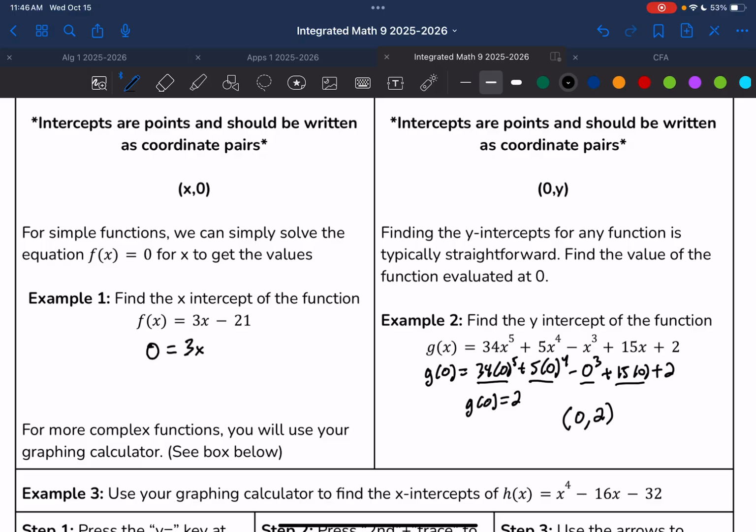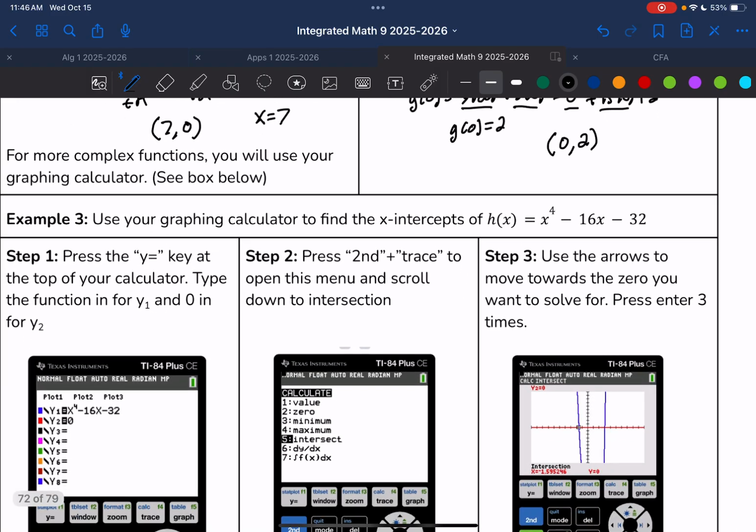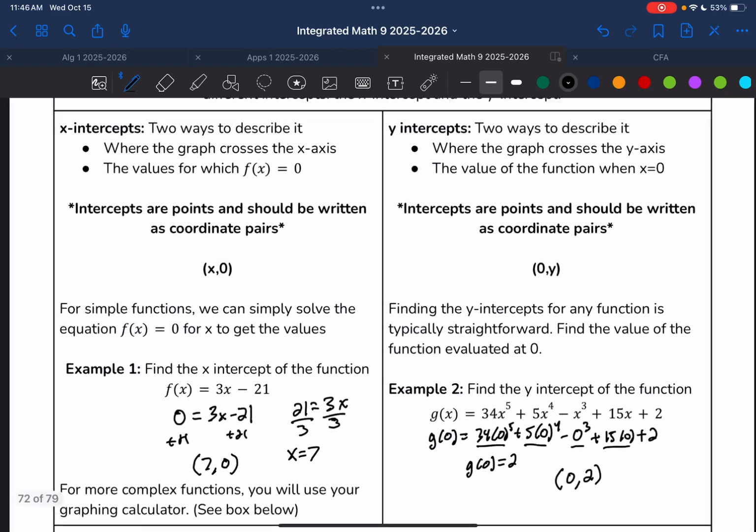So it means 0 is going to be 3x minus 21. And if we solve this backwards for x, we'll get the x value for which f of x is 0. And we know that that's our x-intercept. So we'll do that by adding 21 to both sides. We get 21 is equal to 3x. Divide both sides by 3, and we get x is equal to 7, meaning our x-intercept is going to be at (7, 0). Right, your x value as a coordinate, then your y value. So that's our x-intercept for that function. However, these can get more complicated to find, right?